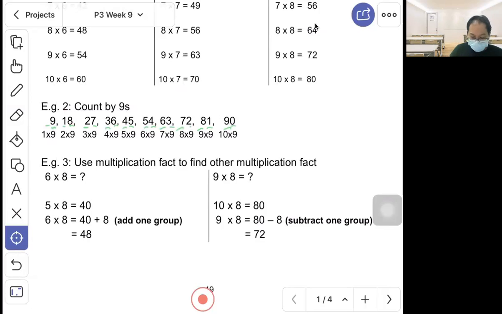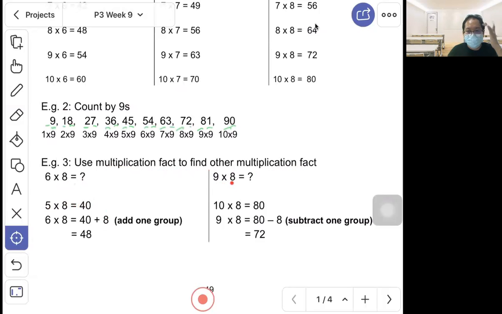Example 3. Using multiplication fact to find other multiplication fact. For example, 6 times 8, you are stuck or you have not memorized. You do 5 times 8. So you memorize the first half, 5 times 8 gives 40. Then 6 is one more group of 8. So you plus 8 for another group. So you get 48.